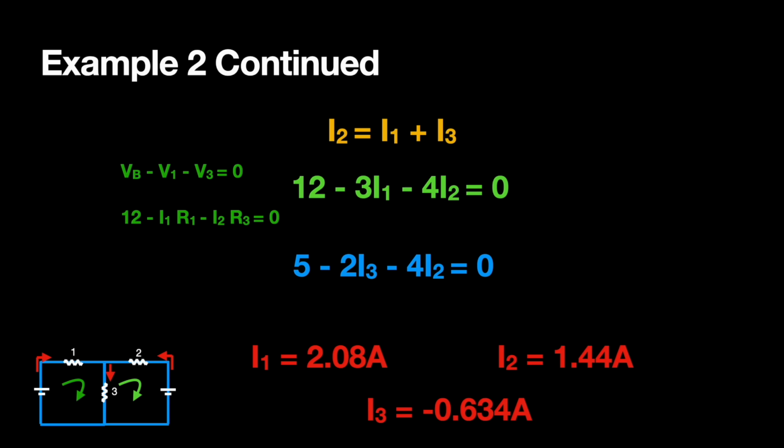And these are our three values for current. A negative current just means you picked the wrong direction for current 3, and that's okay.